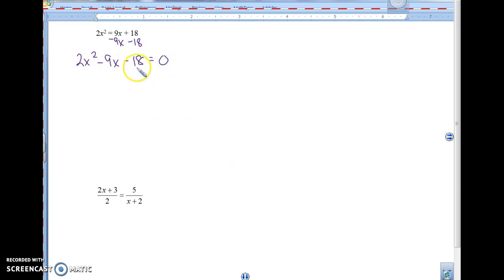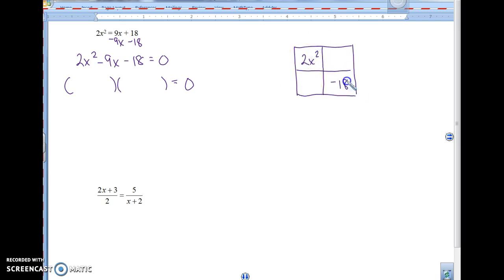Okay, I can't GCF any of this. There's nothing that goes into all three of those. So this is going to have to be guess and check bubbles or make the box. I would probably make the box on this one because it's a little bit harder one. All right, so we have 2x squared here. We have negative 18 here. Now remember, with the extra step here, you have to multiply these two together to get negative 36x squared.